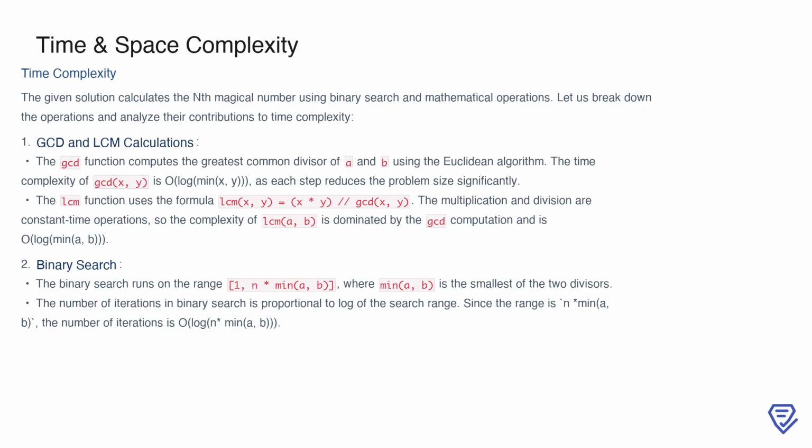Next, binary search is performed over the range from 1 to n multiplied by the smaller of the two divisors, min(a, b). Each iteration of binary search reduces the range by half, and the total number of iterations is proportional to the logarithm of the search range. Since the range depends on n and min(a, b), the binary search requires O(log(n * min(a, b))) iterations. These two steps provide the foundation for our time complexity analysis.